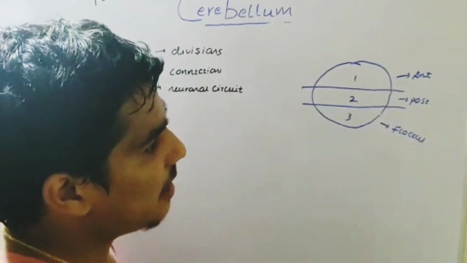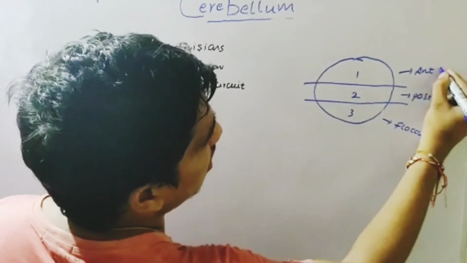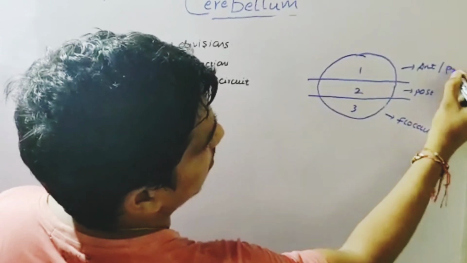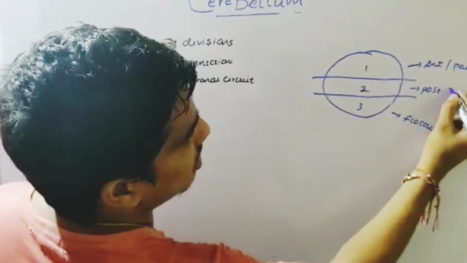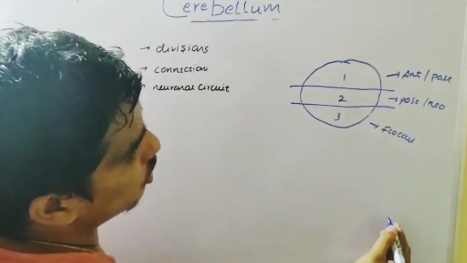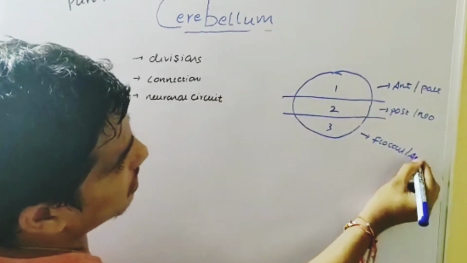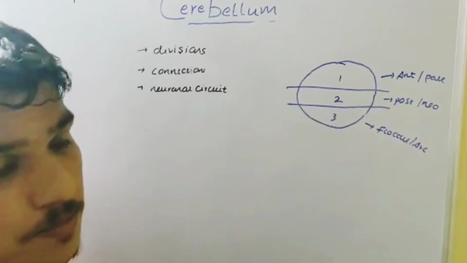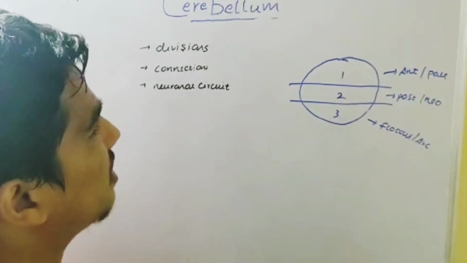So friends, the other names of these lobes include: the anterior lobe is otherwise called paleocerebellum. The posterior lobe is otherwise called neocerebellum. The flocculonodular lobe is otherwise called archicerebellum. This is the anatomical classification of cerebellum.